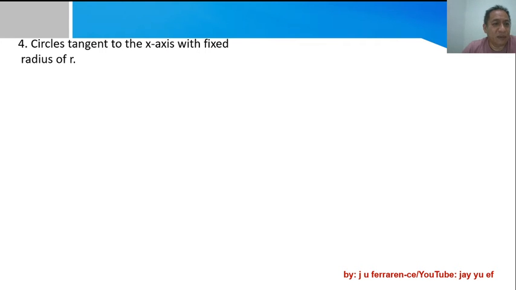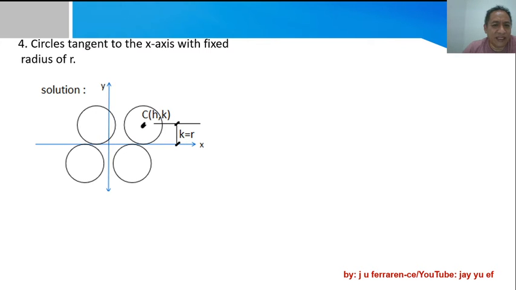Okay, this is number 5. Circles tangent to the x-axis with a fixed radius of r. You'll notice that all circles have the same size because the radius is fixed. Now, I try to locate the center of one of the circles and assign the coordinates (h, k). Is there a value of h?